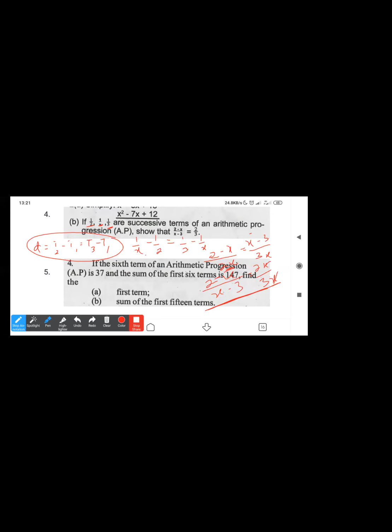Now the next question is, if the sixth term of an AP is 37 and the sum of the first six terms is 147, find the first term. I believe all the rest are things you can do.